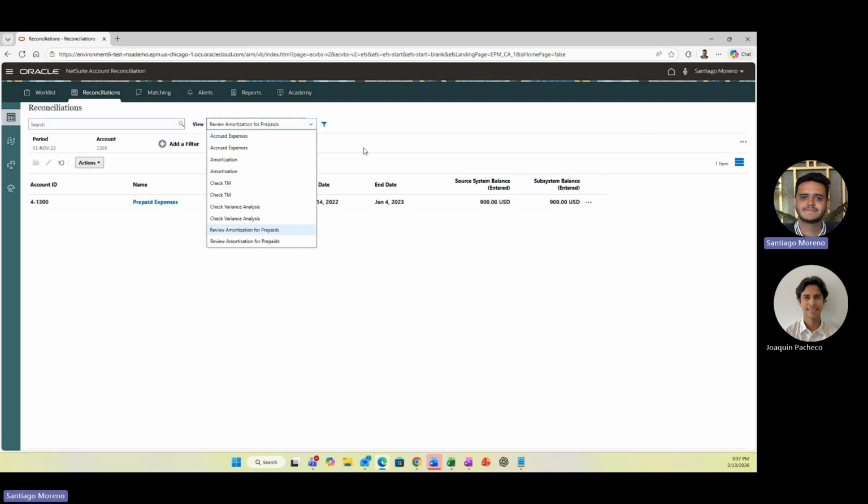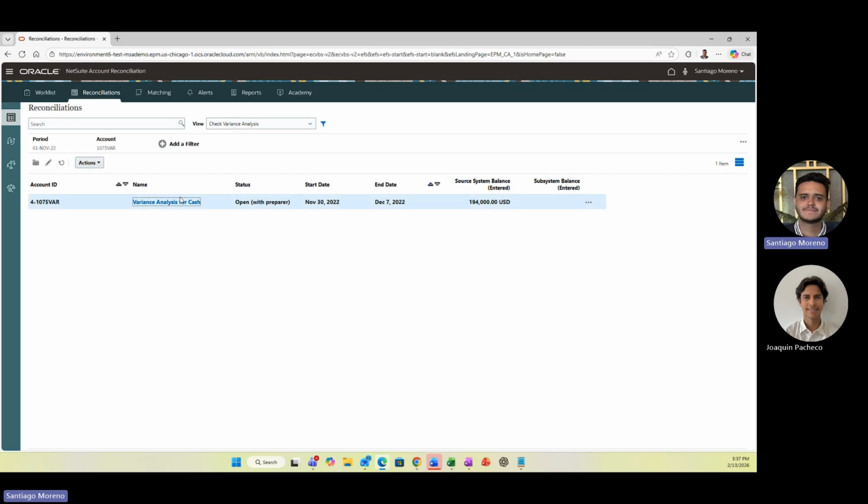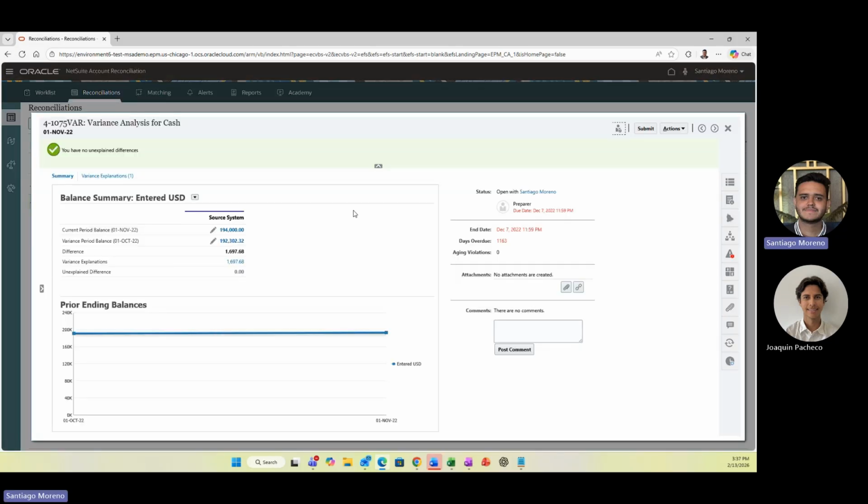Then we got a different type. It's not that commonly used, but you have the possibility of using a different type of reconciliation that is going to be called variance analysis. And variance analysis is going to be basically an account analysis because you only have a single source in the system. But what you will need to explain or justify is not going to be the ending balance. It's just going to be the monthly movements of that account.